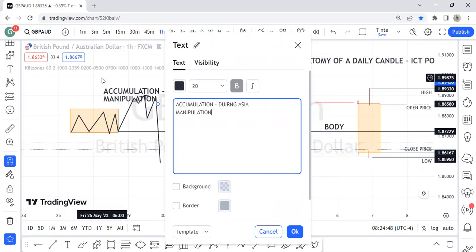It happens typically between the midnight open and the London session, right? Between the midnight open and the London open. Between when it is midnight to when London opens, right? And then the distribution happens the rest of the day.